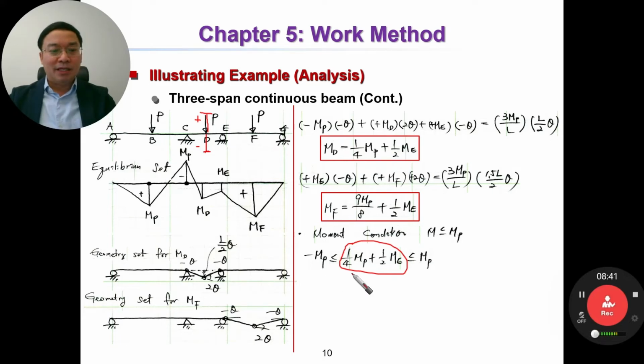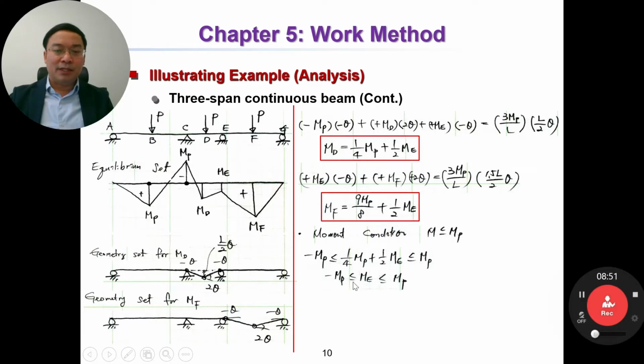And similarly, we have ME. ME also greater than minus MP and smaller than MP. Okay, and also MF equal to this equation, and also MF. This is MF.